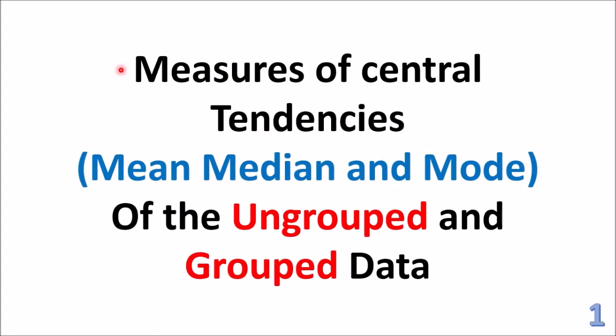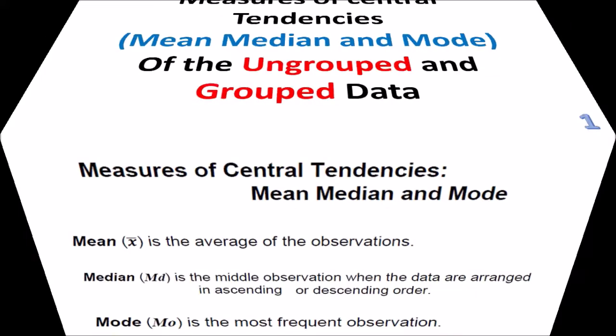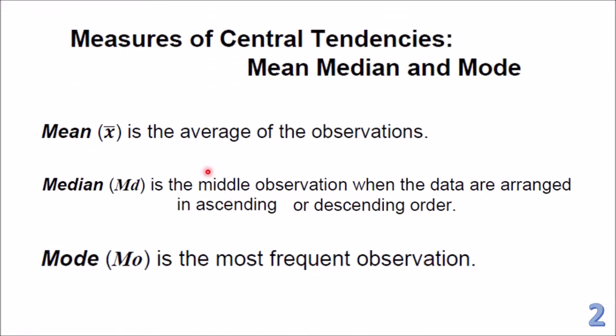Sa video ito, pag-uusapan natin kung paano kukunin yung measures of central tendencies or yung tinatawag nating mean, median, and mode ng ungrouped and grouped data. So, bago ang lahat, let's define first these three. Mean is the average of the observations. Median is the middle observation when the data are arranged in ascending or descending order. Mode is the most frequent observation.